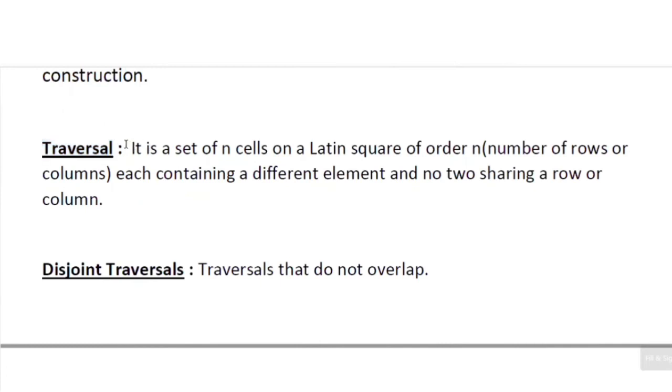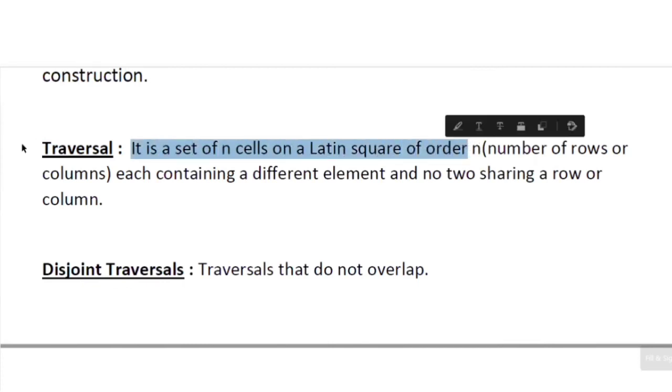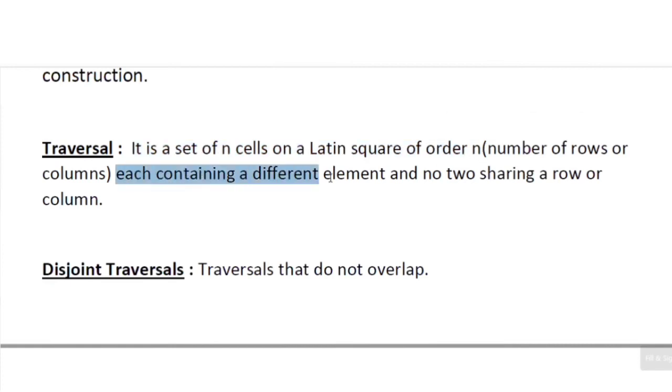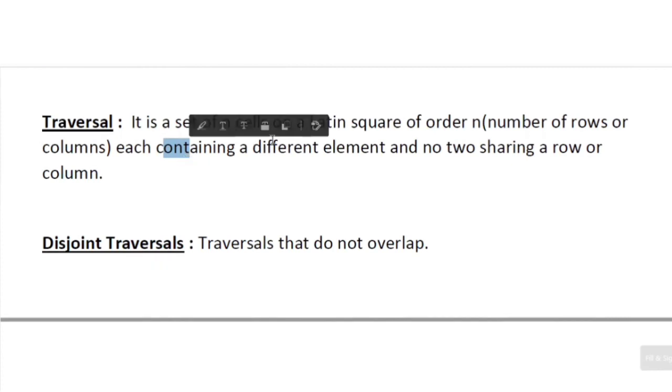And for the next definition, we shall come to traversal. What is a traversal? A traversal is a set of n cells in a Latin square of order n, that is, the number of rows or columns, each containing a different element and no two sharing a row or column. This will be clear with an example, which we will see shortly. So we take n cells in a Latin square such that each of those cells contains a different element and each cell belongs to a different row and different column. No two cells should have the same row or column.